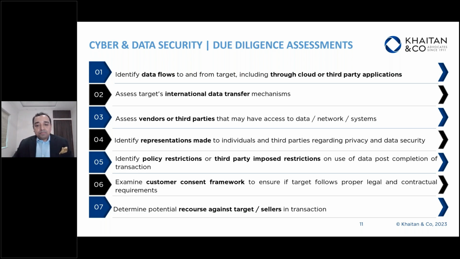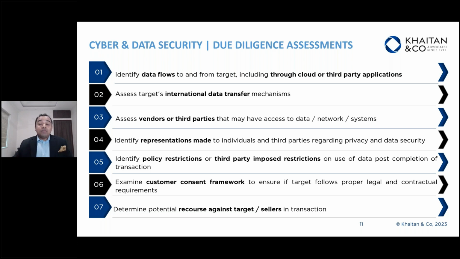Then is the consent framework with the customer. Suppose in certain jurisdictions pre-ticked boxes are not allowed, and the entire data set that you have of individuals is procured through those pre-ticked boxes mechanism. The entire data set would be turned futile.